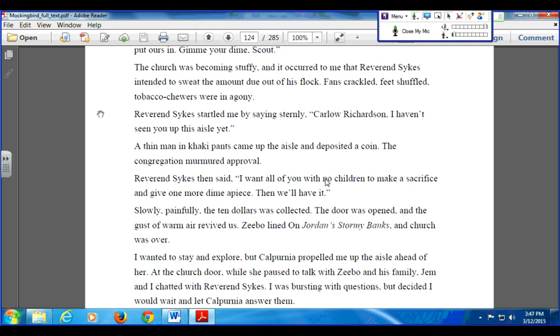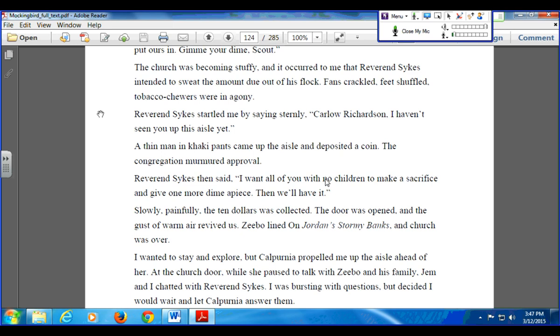Reverend Sykes stared at me, saying, "Carlo Richardson, haven't seen you up the aisle yet." A thin man in khaki pants came up the aisle and deposited a coin. The congregation murmured approval. Reverend Sykes said, "I want all of you to make a sacrifice and give one more dime apiece. Then we'll have it." Slowly, painfully, $10 was collected. The doors were opened. A gust of warm air revived us. Zebo lined out "Jordan's Stormy Banks," and church was over.